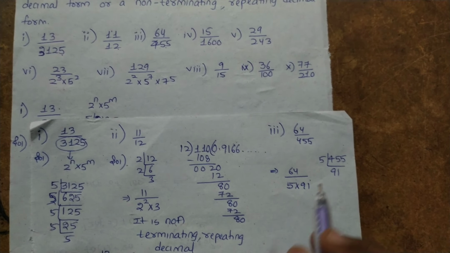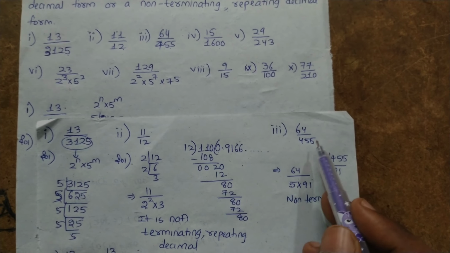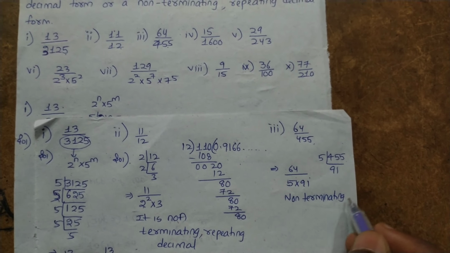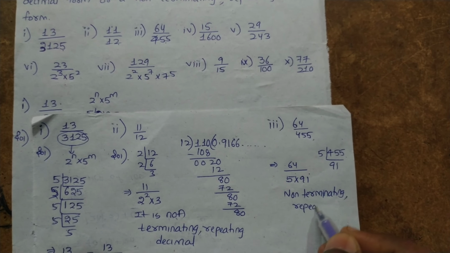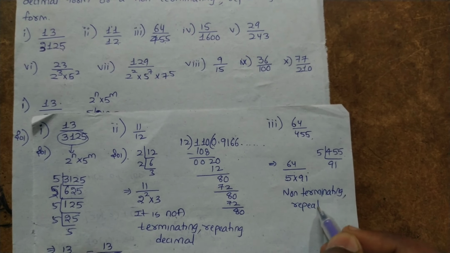Here again same thing, non-terminating decimal. But non-terminating repeating decimal or non-terminating non-repeating decimal, that you have to find. Okay, the process I have done here, same like that you have to do for this. You will get non-terminating repeating decimal only. This one also same thing, non-terminating repeating decimal only.